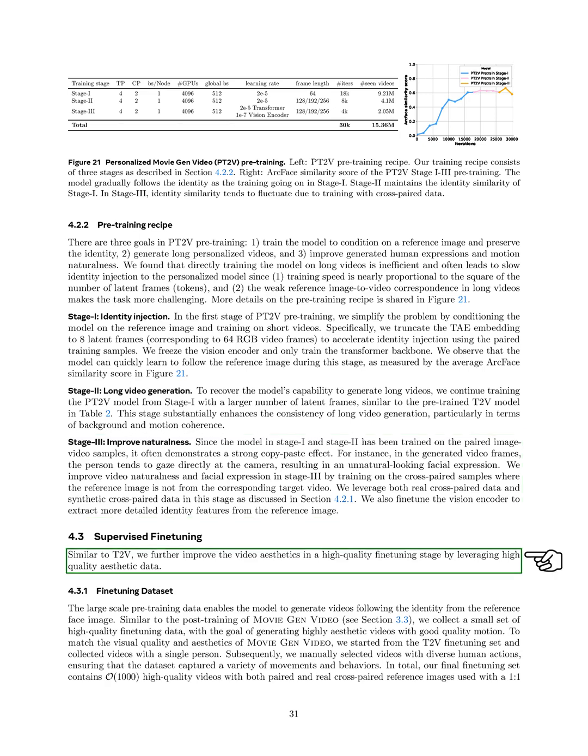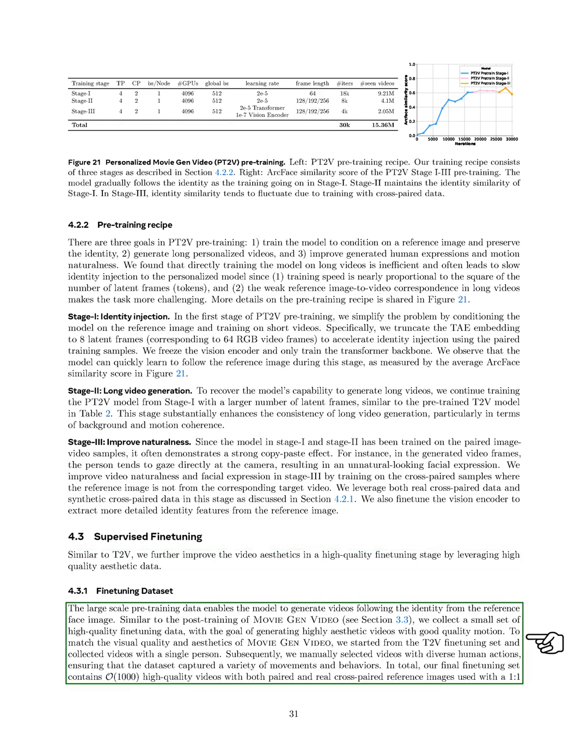For supervised fine-tuning, we enhance video aesthetics using high-quality data. We gather a small set of high-quality videos to ensure the generated content is visually appealing. Starting from our T2V fine-tuning set, we collect videos featuring a single person and select a diverse range of human actions. Our final fine-tuning dataset consists of 1,000 high-quality videos with both paired and cross-paired reference images.